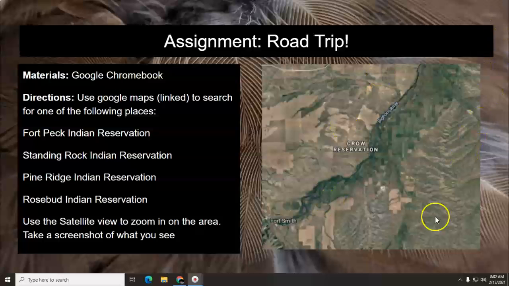For example, I used the Crow Reservation, which is not one of yours, but you can see there are a few things worthy. There are mountains. That's what mountains look like. Those very geometric looking square shapes are agriculture. They are controlled lands. And then you have forests. You have the Bighorn River, which is going to be talked about tomorrow in the context of Little Bighorn, which was also associated with Fort Smith. All right, and all you have to do is upload your screenshot. That's it.